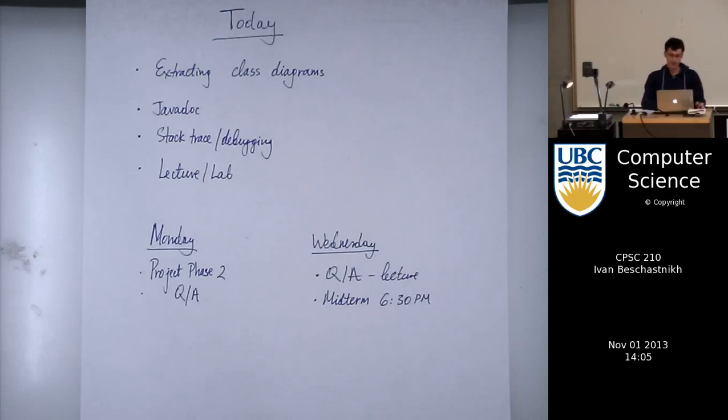So what about javadoc? We know comments, right? This is a one-line comment, and I can say this is a one-line comment. And then I can have multi-line comments, which look like so. I can say this is a multi-line comment.